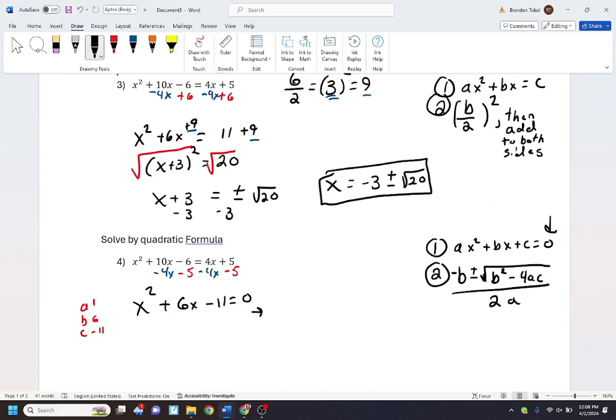So we're going to plug it into the equation. Negative 6 plus or minus the square root of 6 squared. It's still b, so it's 6 squared, minus 4 times 1 times negative 11, all over 2a. 2 times 1, which will be 2. How I like to do it is I do the stuff inside the square root on top. So 6 squared is 36.